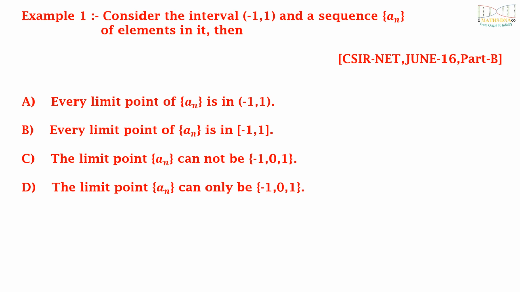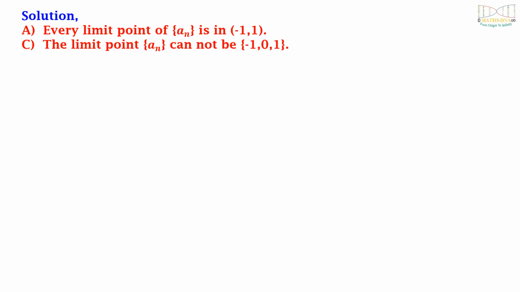This question was asked in CSIR-NET June 2016 Part B. Now let us solve the question. We will solve this question by giving counterexamples to each of the options. Solution. For option A, every limit point of an is in the open interval -1 to 1, and option C, the limit point of an cannot be -1, 0 and 1.